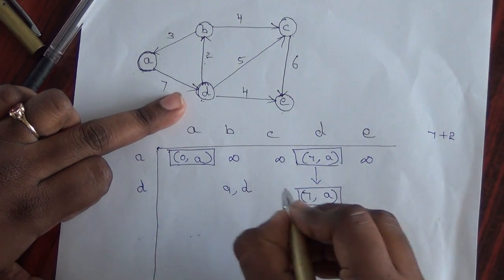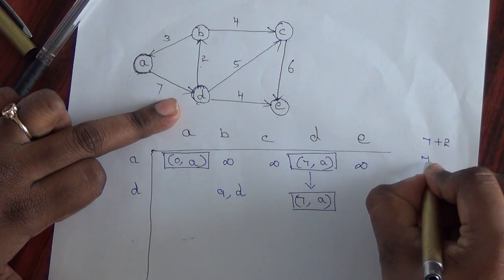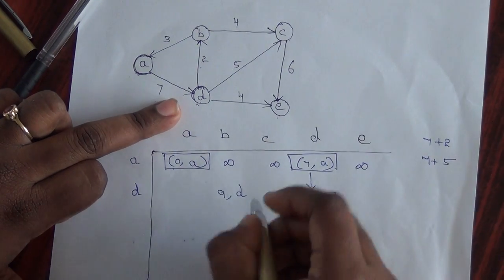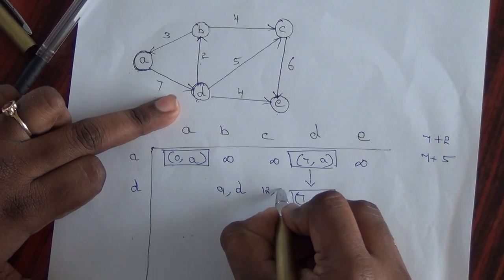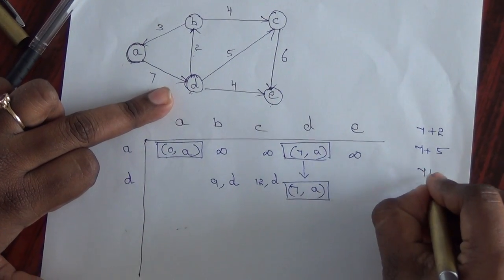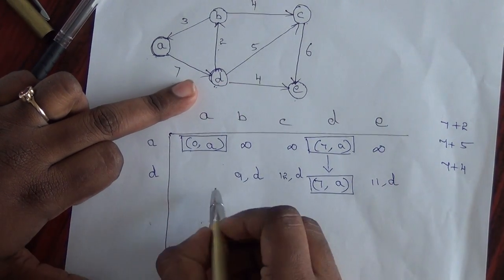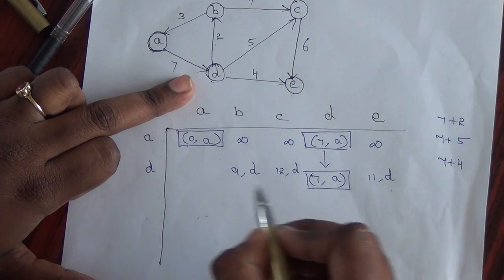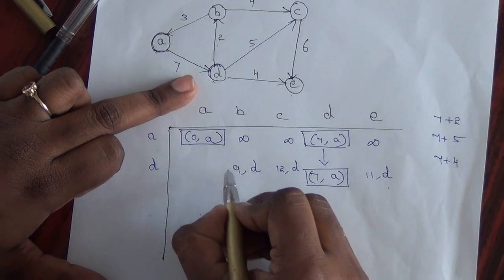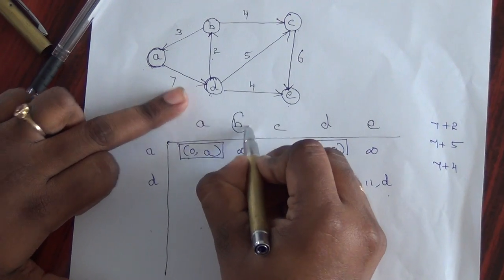So 9, D. Similarly, to C, it is 5. So 7 plus 5, it is 12, comma D. Similarly, to E, it is 4. 7 plus 4, it is 11. Among these three numbers, the smallest number is 9. So we are going to consider for the next iteration 9, that is B. So take B.